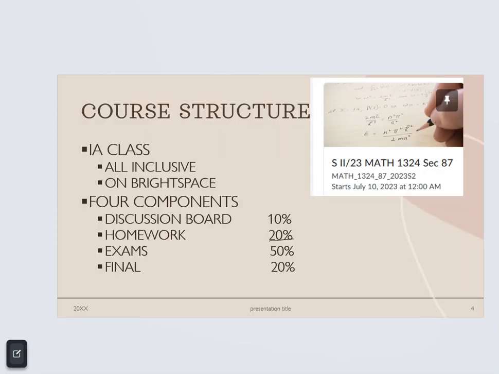So we're going to talk first about the structure. In this center part of our video, it says Summer 223, Math 1324, Section 87. This is what you'll click on to get to my program on Brightspace, and hopefully you know how to do that. This is an IA class, all-inclusive. It's on Brightspace completely. All you have to do is click on it and accept, and you're ready to roll. There are 4 components to our grading process.